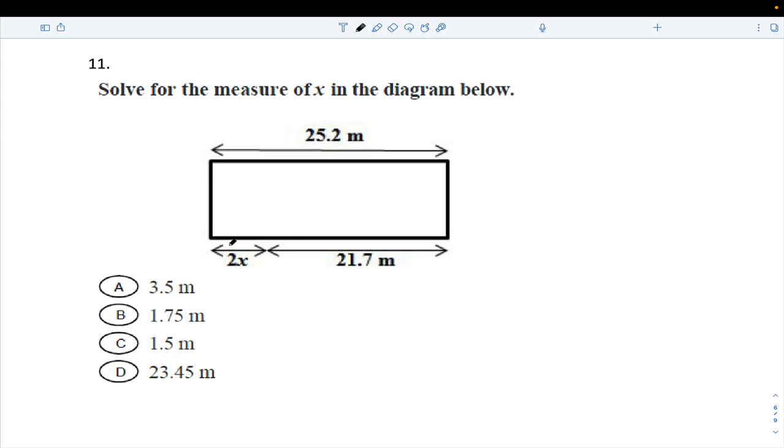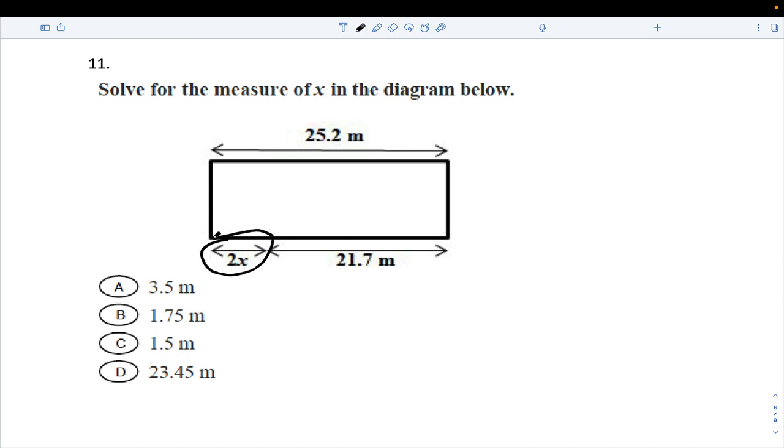It has a box and a tricky question. Solve the measure of x in the diagram below. When you are solving for x, I'm looking for the part that is missing. That's the one next to x, and I don't know this portion of the rectangle. I don't know that length. I do know the top is total 25.2 and the bottom has a section that's 21.7, but I don't know what this section is right here.